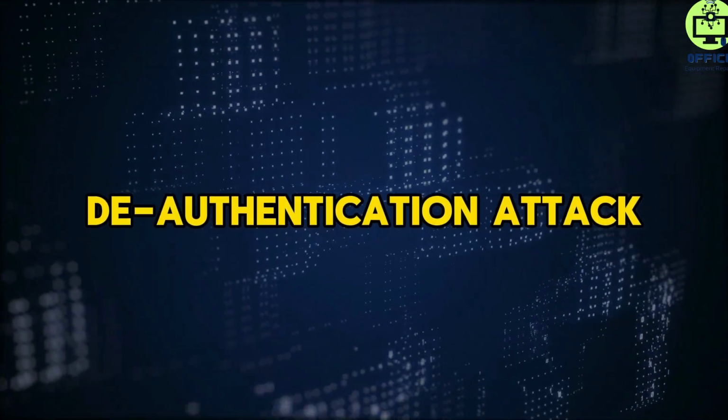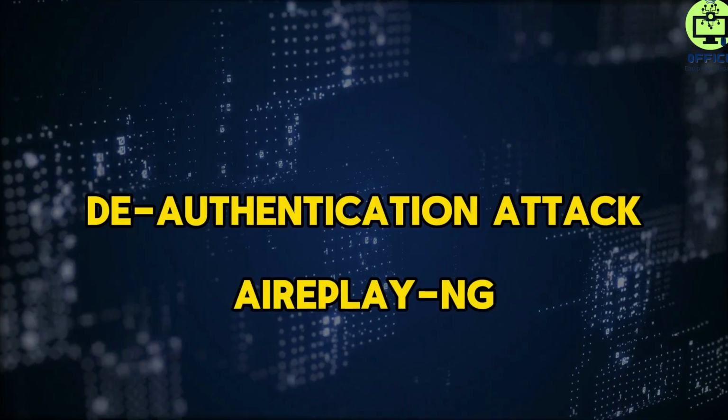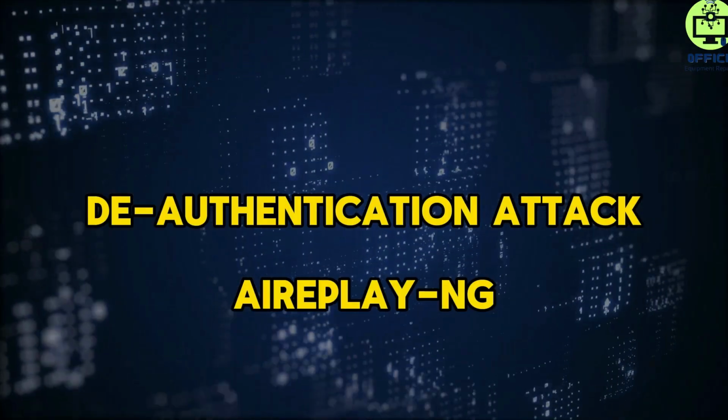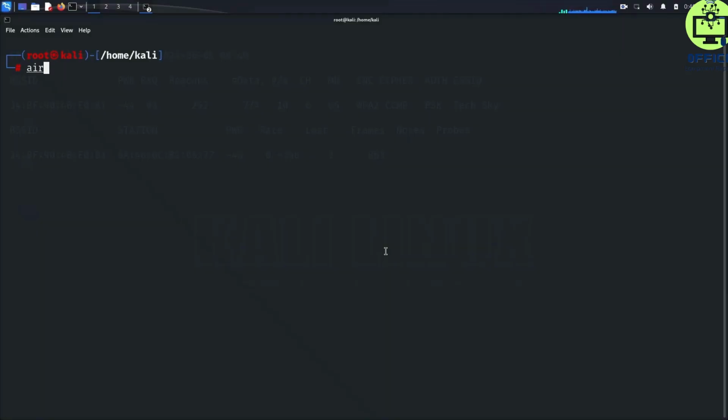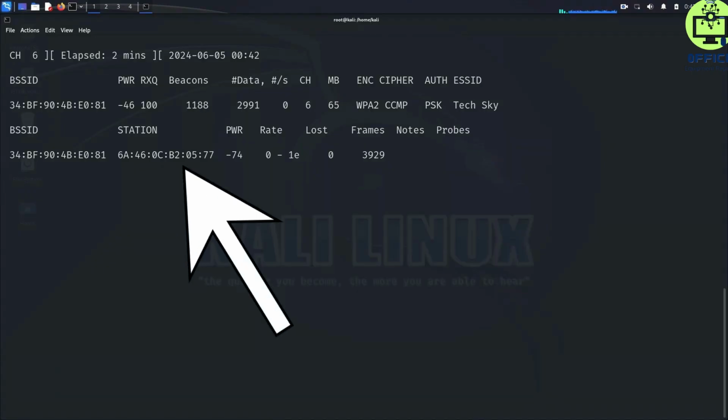To perform a deauthentication attack, we'll use aireplay-ng. This attack will momentarily disconnect a device from the network, causing it to reconnect and generate the handshake packets. Run the following command, aireplay-ng --deauth 4. The 4 indicates 4 deauthentication packets. -a specifies the MAC address of the target AP. -c specifies the MAC address of the client device to be disconnected. wlan0 is the wireless interface in monitor mode. To find the client MAC address, look at the list of connected devices in the airodump-ng output.